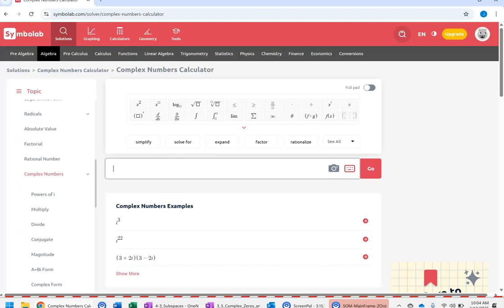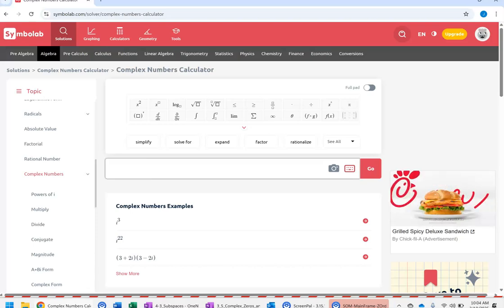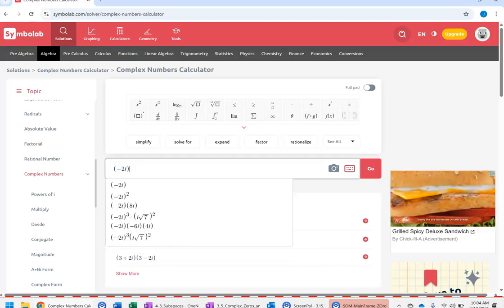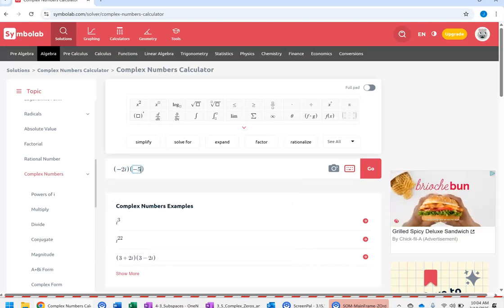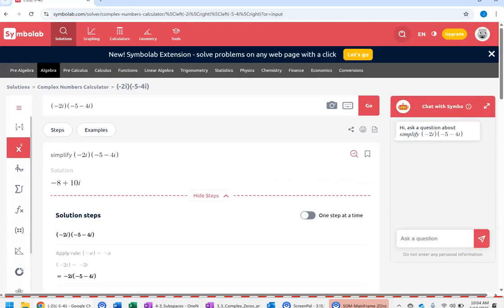Just right there, notice it says enter a problem. I'll put parentheses around it just to illustrate what is going on. I can take the negative 2i, and what was it, negative 5 minus 4i? Is that the other number we're multiplying by? And then just hit go, and it gives you the answer. Remember, last Wednesday we talked about writing it off to the side and doing all the distributions and making sure we simplify it. If you just use this calculator, you don't have to do all that. You can just get the answers.